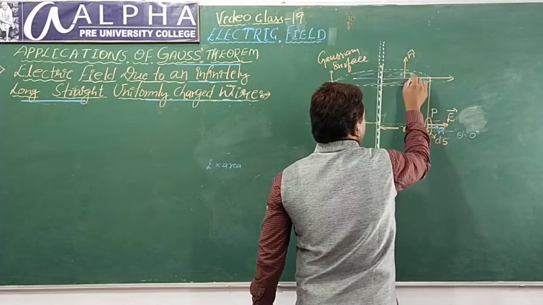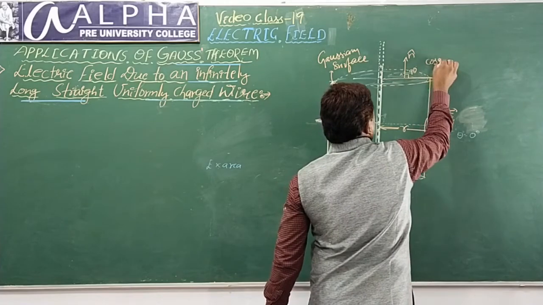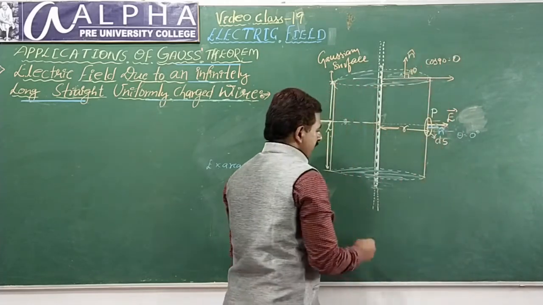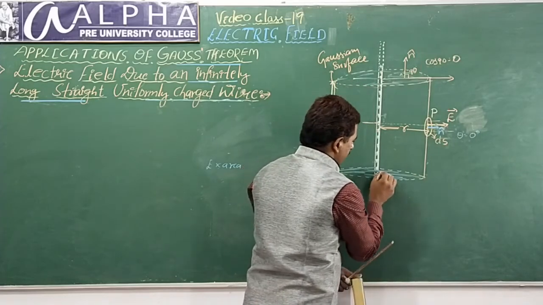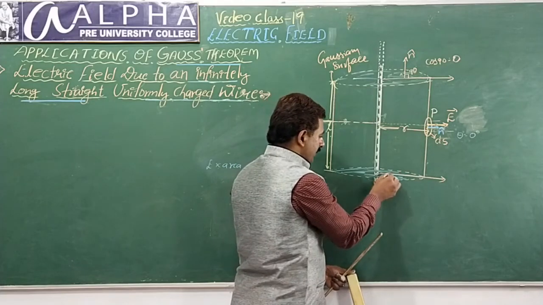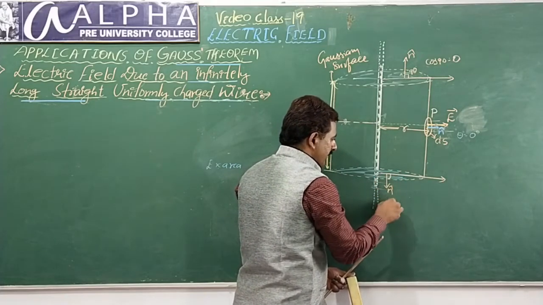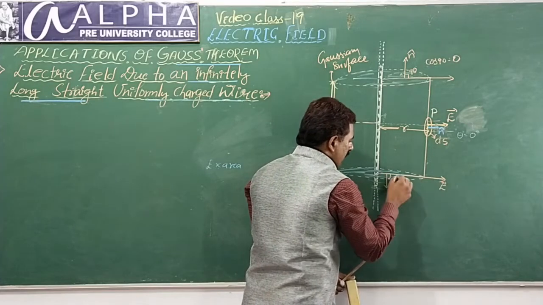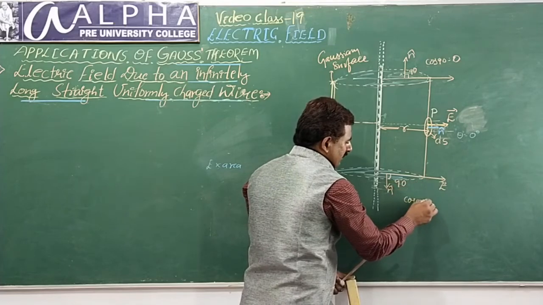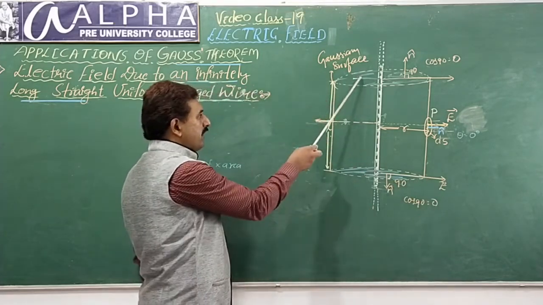Field is right. Here what is the angle between the two? 90. What is cos 90? Cos 90 equals 0. Therefore there is no flux through this. The same is the story with the bottom surface. Here also electric field is perpendicular to the normal to the area. Again, the angle between electric field and normal is 90. What is cos 90? Cos 90 is 0. So there is no flux through the horizontal end faces.